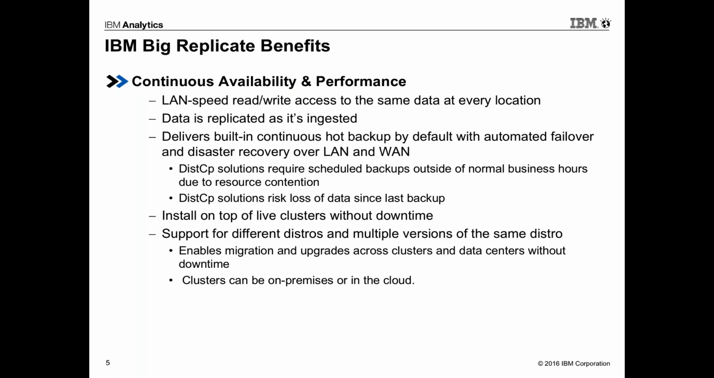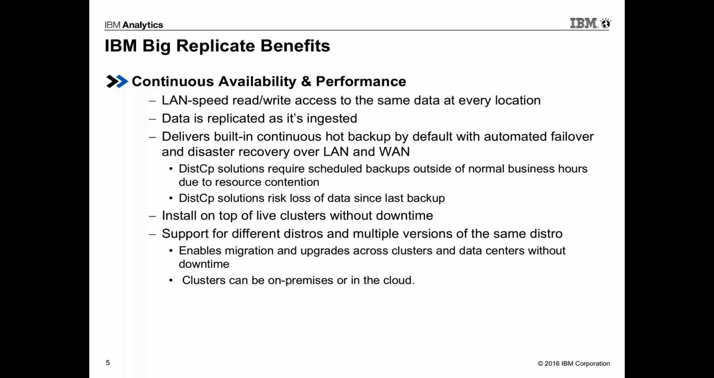And DistCP solutions can also have the potential to lose data since the last backup due to any type of failure. A MapReduce job could run into errors, and then you get into problems with data not being synced up between the source and the target clusters.